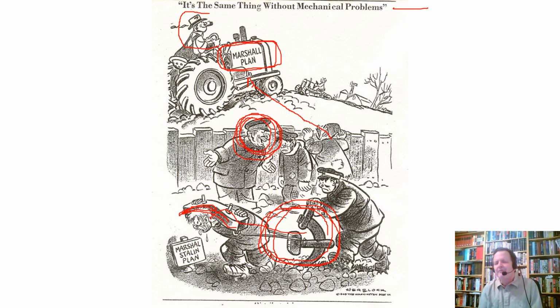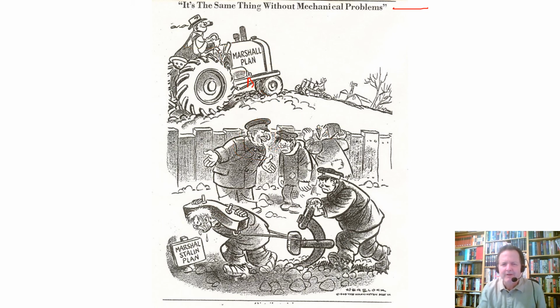All right, so the Soviet Union will try to help rebuild Eastern European countries, but they don't have the financial strength of the United States. Okay, what they do have is a totalitarian state that can force people to embrace their way of doing things. Great cartoon. I love this one.